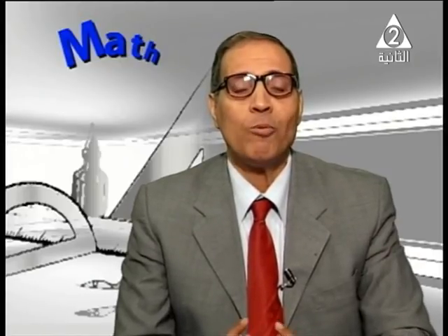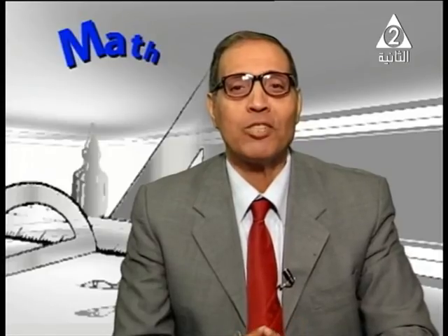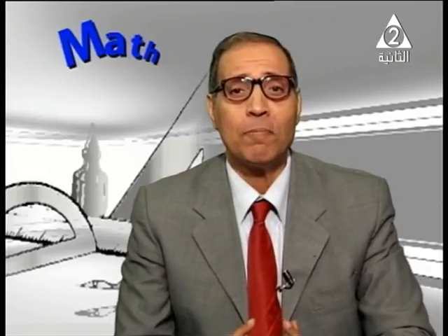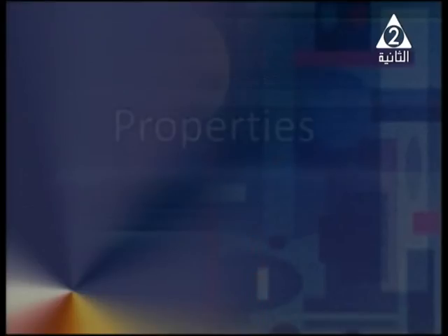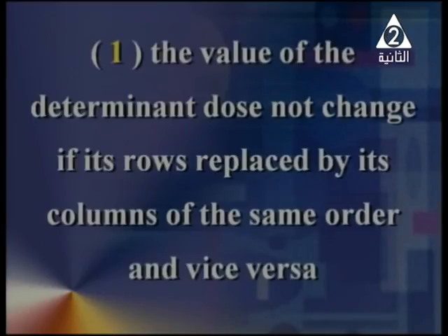Dear student, now we translate to the properties of determinants. There are very important properties in determinants. The first property: the value of a determinant doesn't change if its rows are replaced by its columns of the same order and vice versa. Remember, dear student, the value of a determinant does not change if its rows are replaced by its columns of the same order and vice versa.